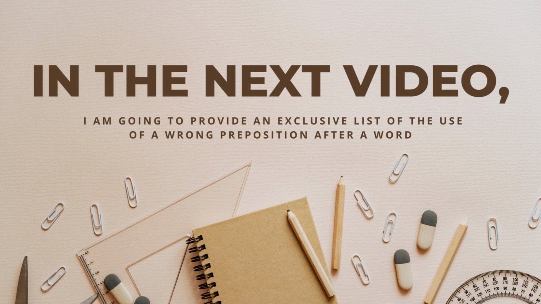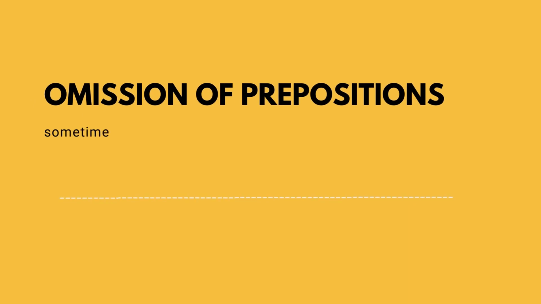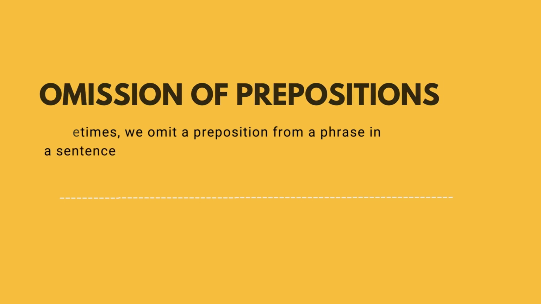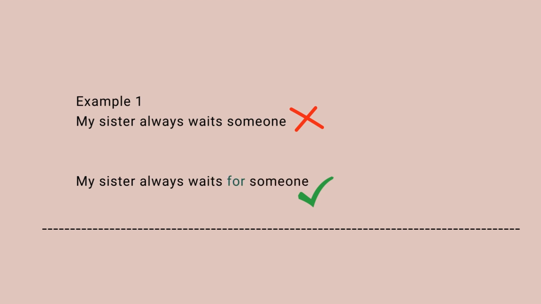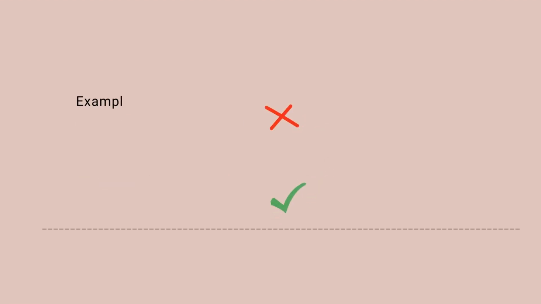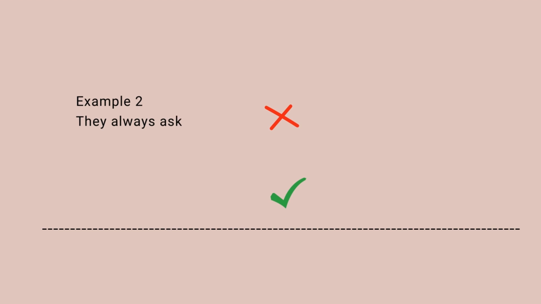The next group of preposition errors, we have the omission of required preposition in a phrase. Sometimes we omit a preposition from a phrase in a sentence. Examples are, my sister always waits someone. For is omitted. The second example for this group, they always ask our support. So it should be, they always ask for our support.